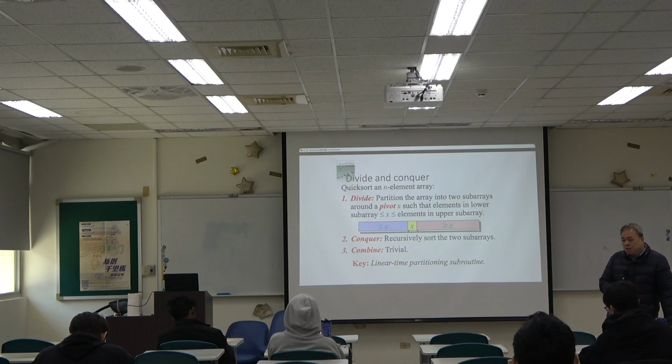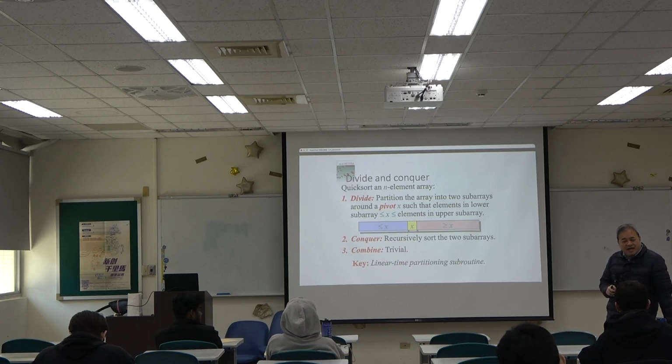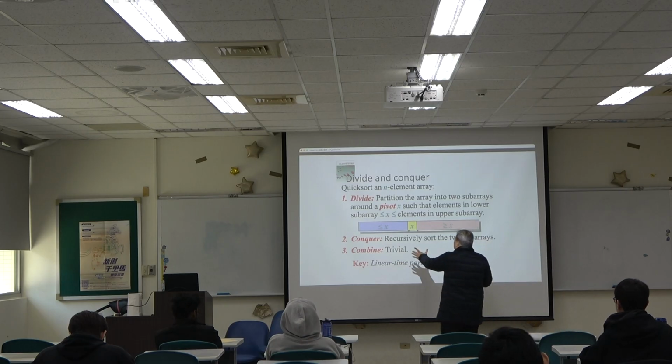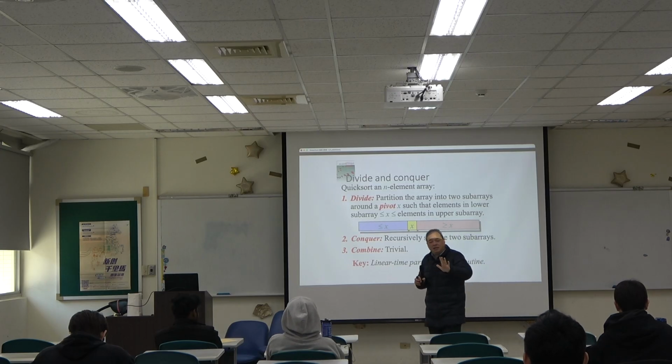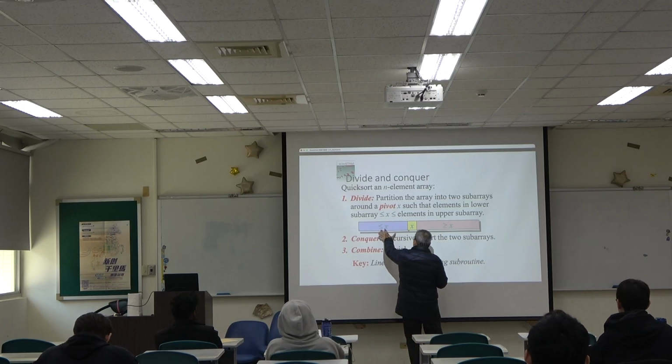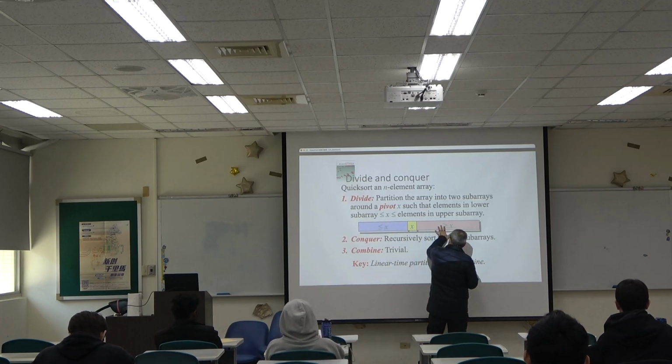Okay? So that's the basic concept of this divide. At the end of this divide process, you want to achieve that. And it doesn't mean this part and this part are sorted. No, they are not necessarily sorted. It just means the elements here are smaller or equal to x, and the elements here are greater or equal to x. That's the only requirement.